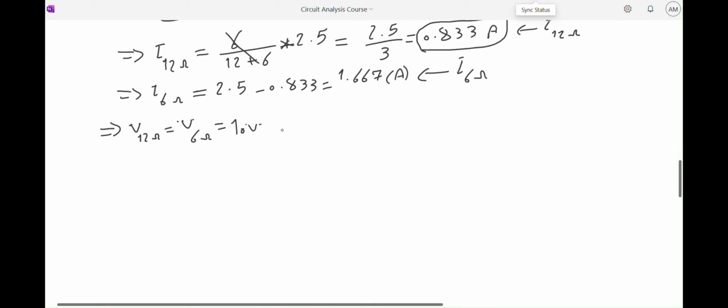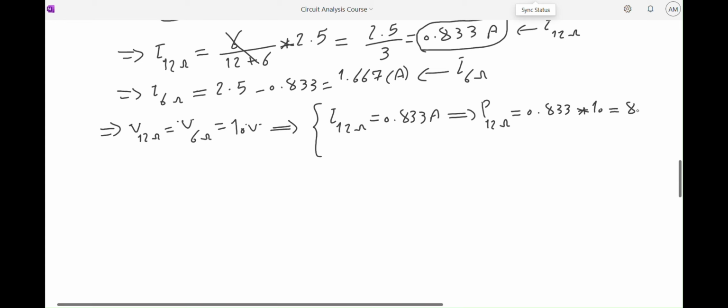Okay? And I know the current of 12 ohm resistor is 0.833 amp. Now it's time to calculate the power of 12 ohm. The power of 12 ohm is 0.833 times voltage, which is 10 volts. That gives me 8.33. And I hope you remember the unit of power, which is watt.